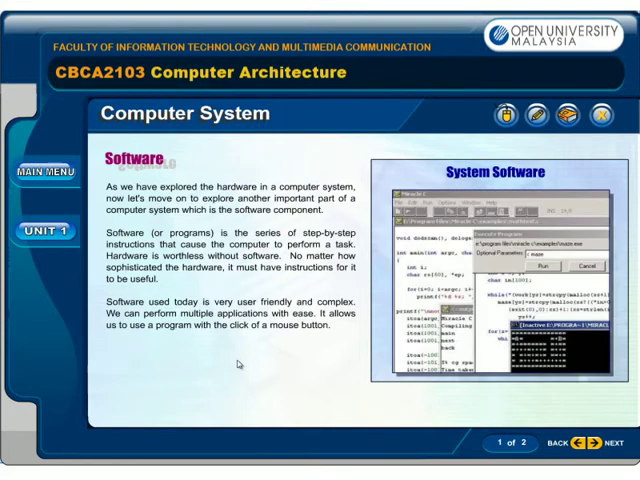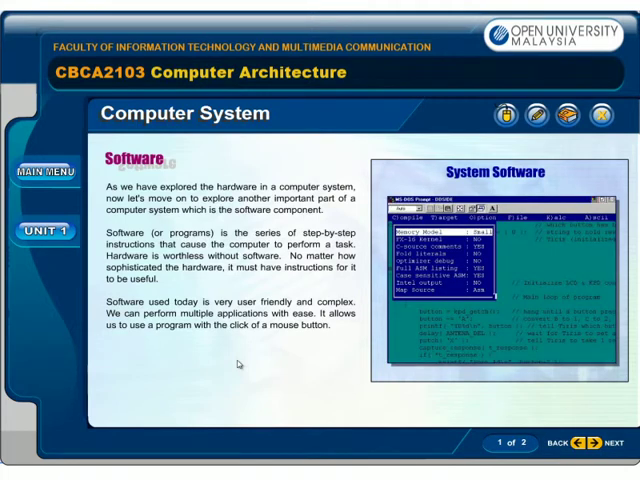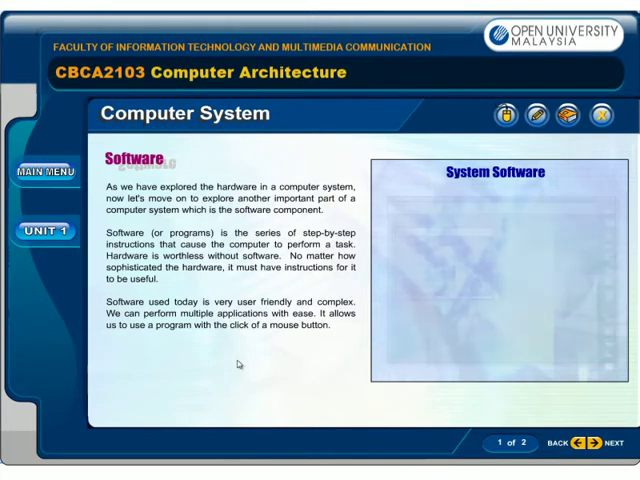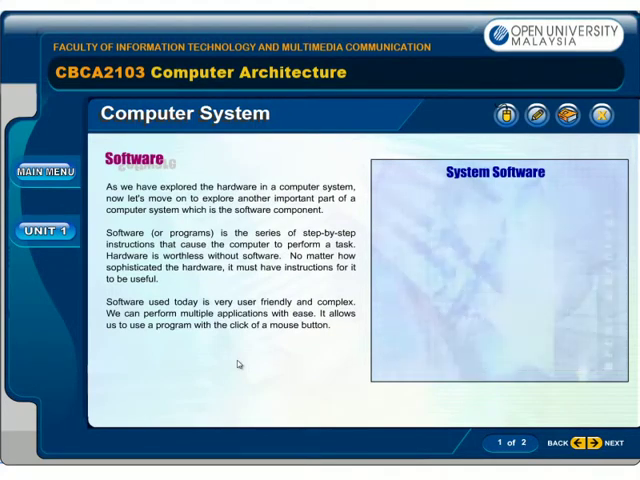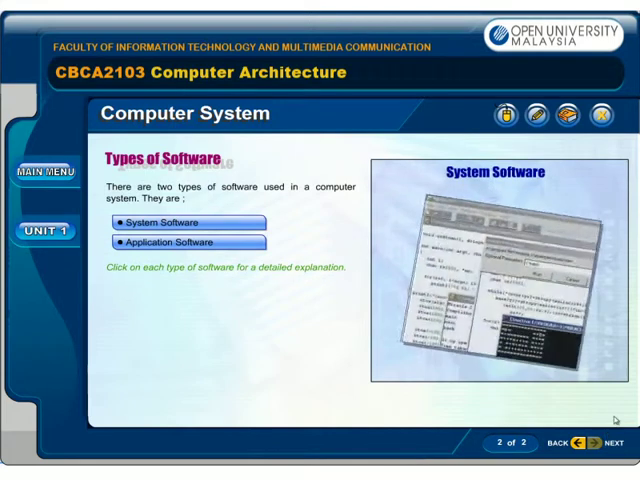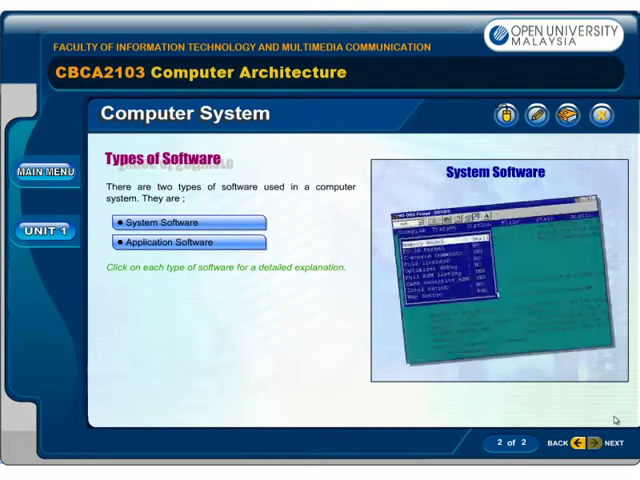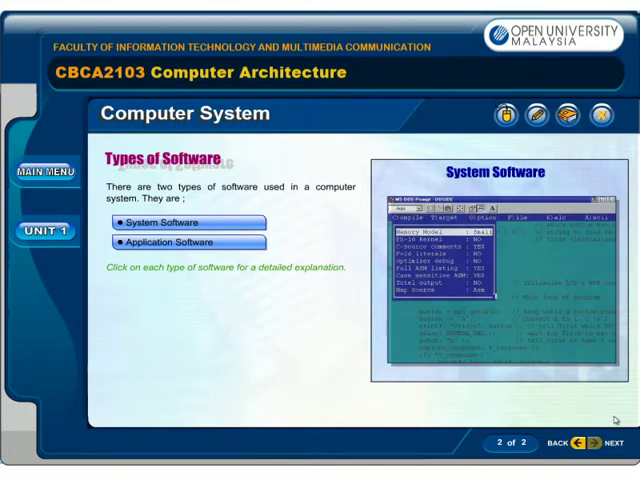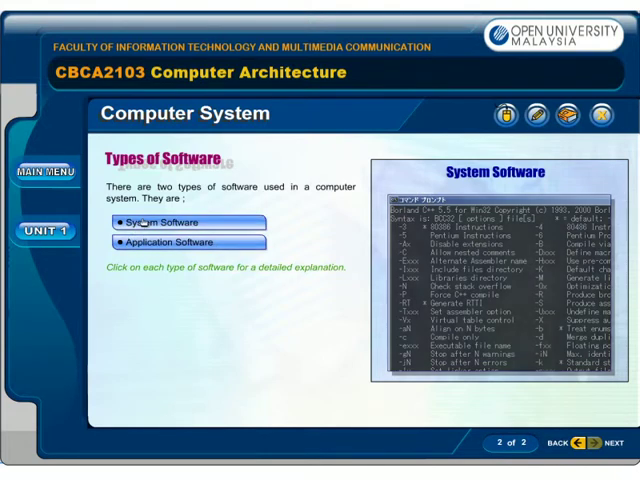Software used today is very user-friendly and complex. We can perform multiple applications with ease. It allows us to use a program with a click of a mouse button. There are two types of software used in a computer system. They are system software and application software. Click on each type of software for a detailed explanation.